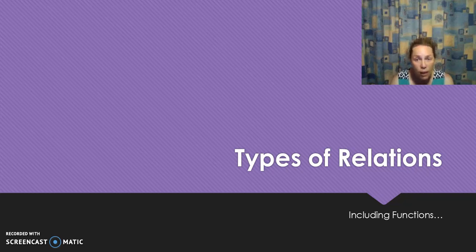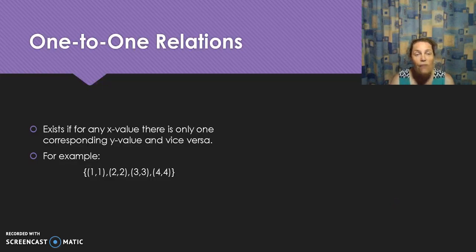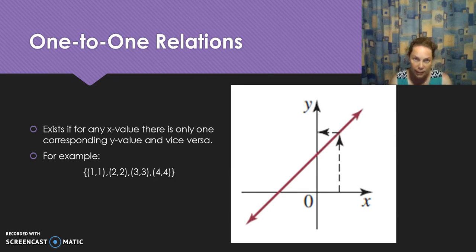There are many types of relations. Well, in fact, there's 4. The first is one-to-one relations. It exists if for any x value there's only one corresponding y value and vice versa. So an example of what this might look like in coordinates is (1, 1), (2, 2), (3, 3), and (4, 4), which looks like this.